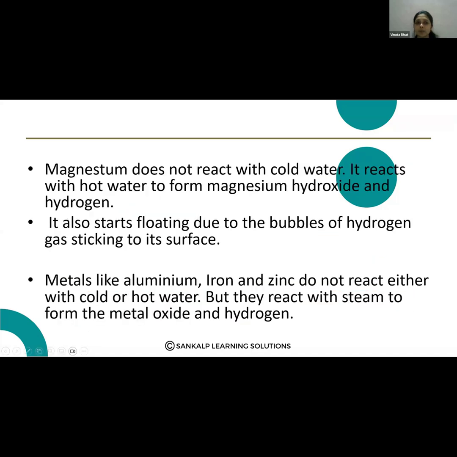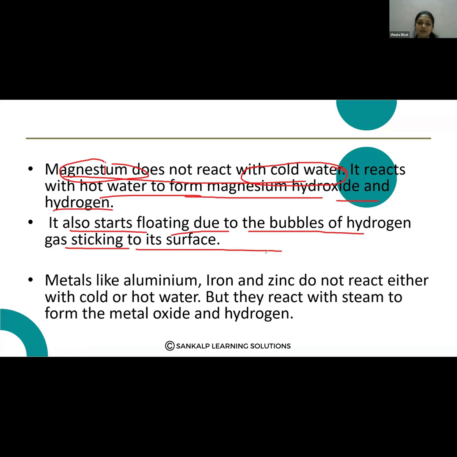Then see here the very important thing, the magnesium does not react with the cold water. It reacts with hot water to form magnesium hydroxide and hydrogen. So the metal which reacts with the hot water is magnesium. Okay, magnesium reacts with hot water. It also starts floating due to the bubbles of hydrogen gas sticking to its surface.